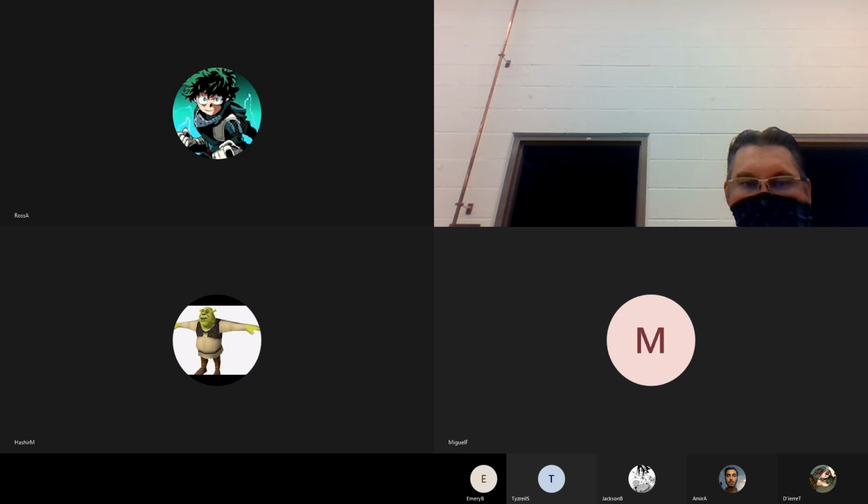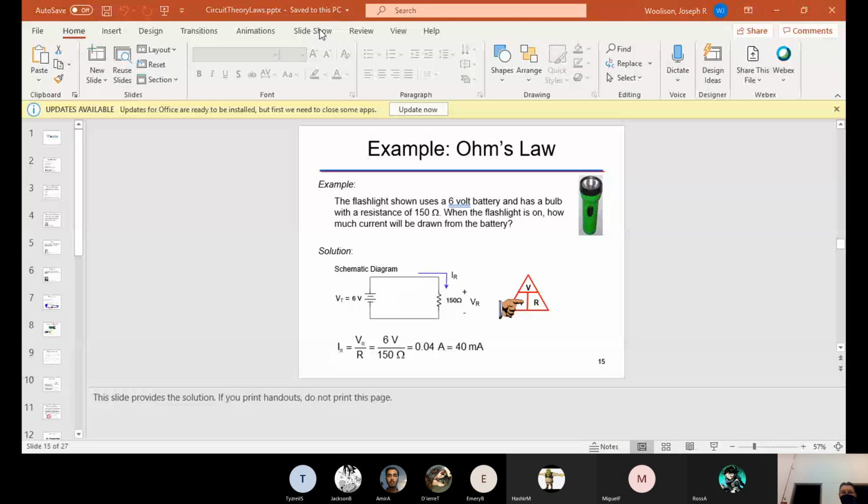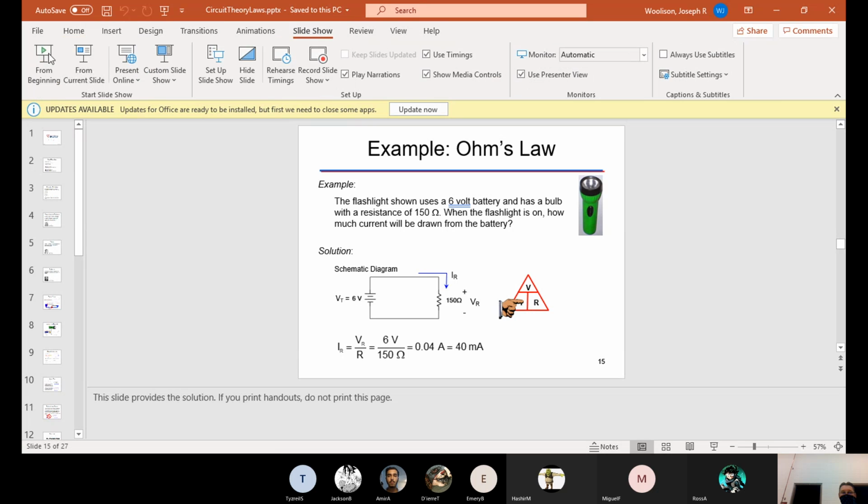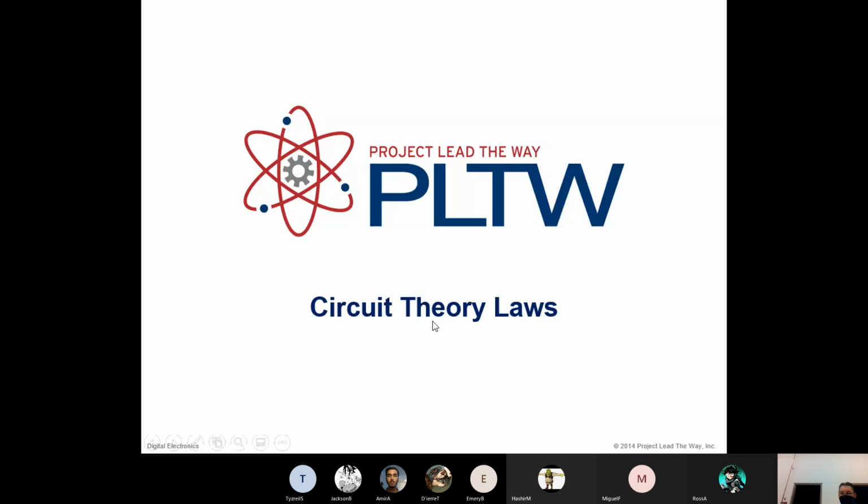And we are doing circuit theory laws. Okay, slideshow. Hello. All right. Circuit theory laws. Everybody see that? Not yet. If you haven't finished your component identification lab, leave some room to finish that up.